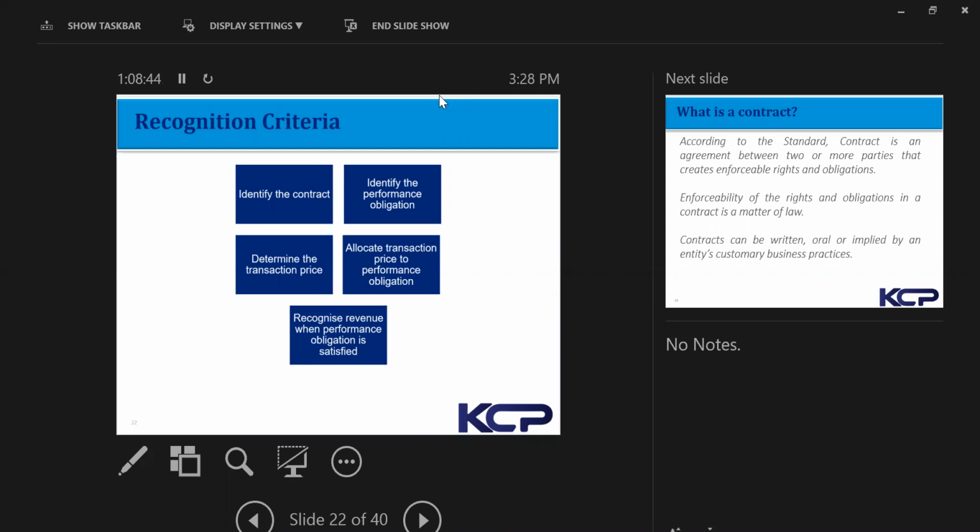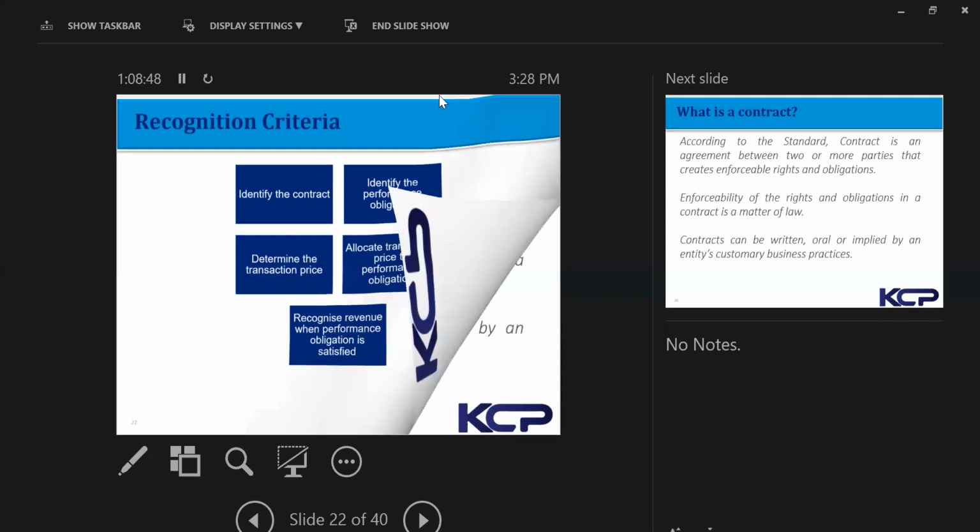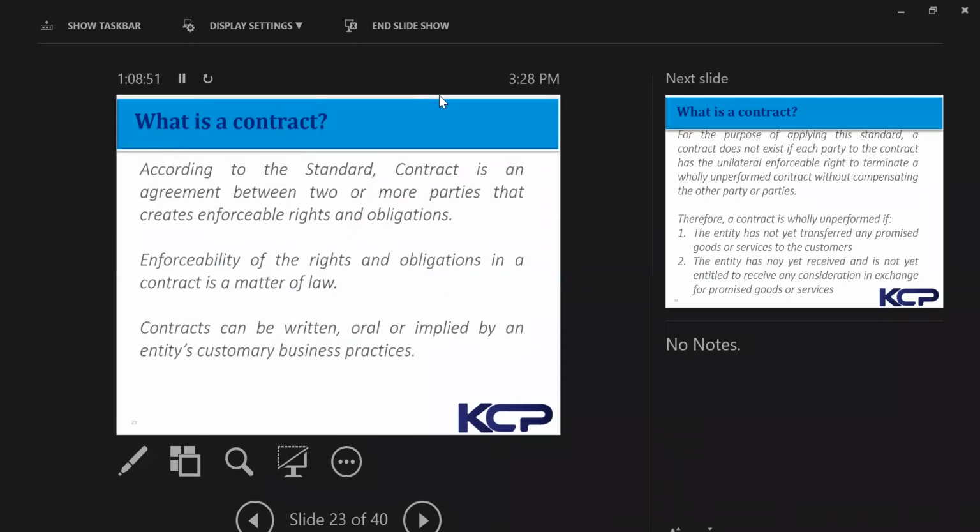So identify the contract. How do we identify a contract? What is a contract itself? The standard actually defines what a contract is. A contract is an agreement between two or more parties that creates enforceable rights and obligations. So is your right enforceable?